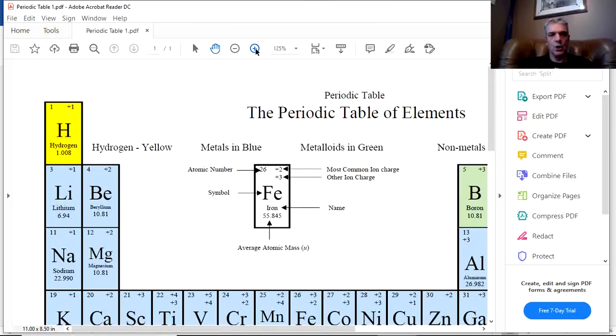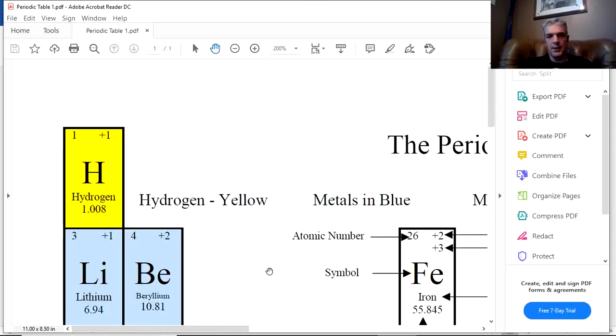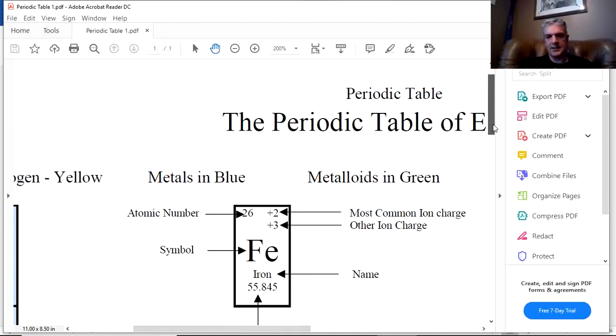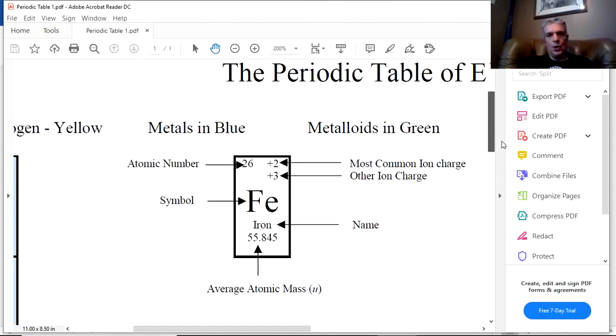So look at me zooming right in here, and I'm looking at this sample. This is a sample of iron in the periodic table, okay? And what you see here is that this is the atomic number. This is the most common charge of iron. Iron is most likely to form a +2 charge, and the next most likely charge it might form is +3.